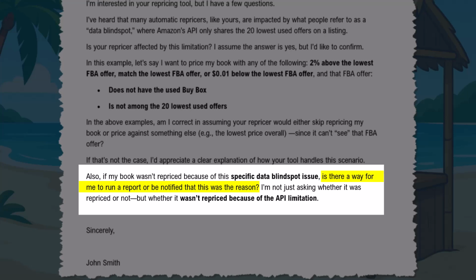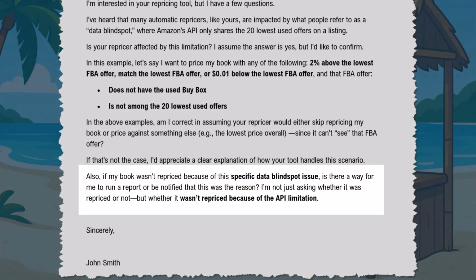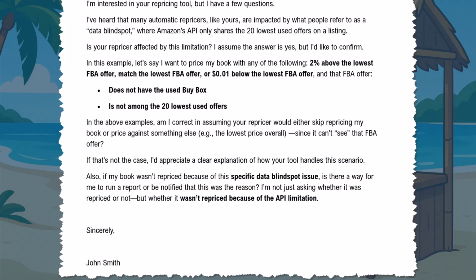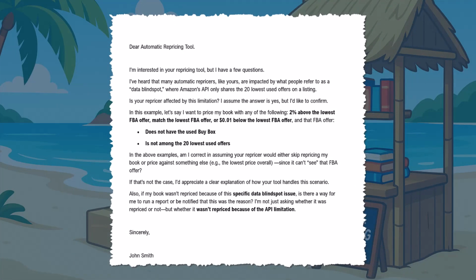The answer is going to be no, or it should be no, because they can't see that offer, right? If you say, I want to be priced 10% above the lowest FBA, for example, and it doesn't reprice, it's one of two reasons. It's either you're already priced at that, or you're within the realm of that, so it doesn't need to reprice, or there's a data blind spot issue, but you don't know. And in fact, they don't even know because they can't see that offer.